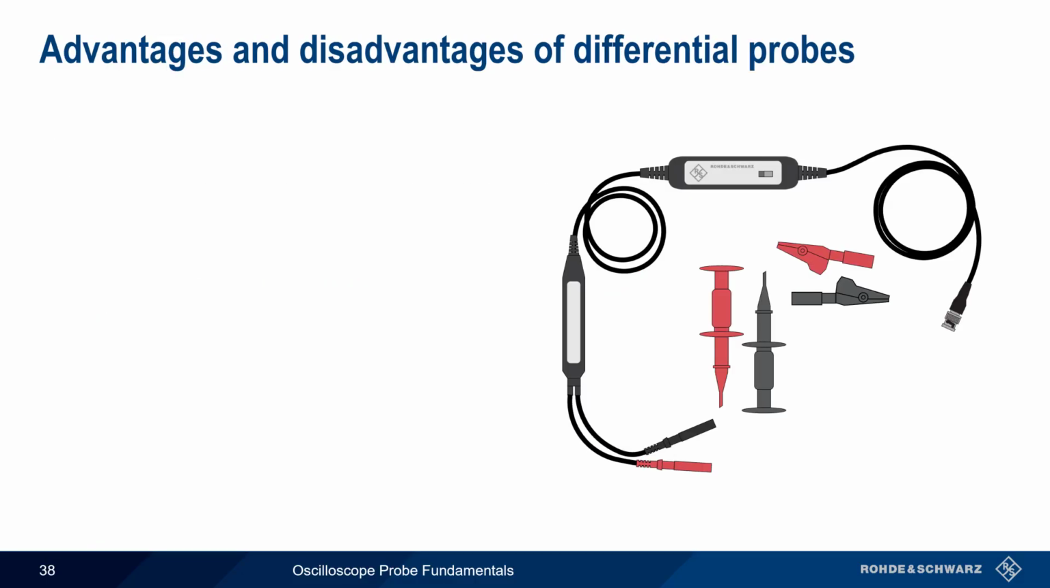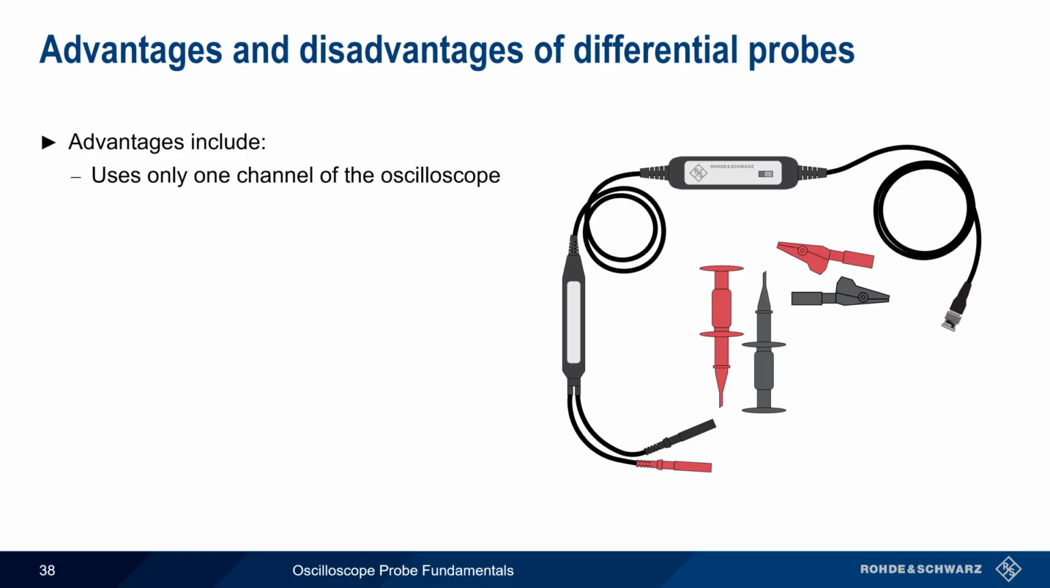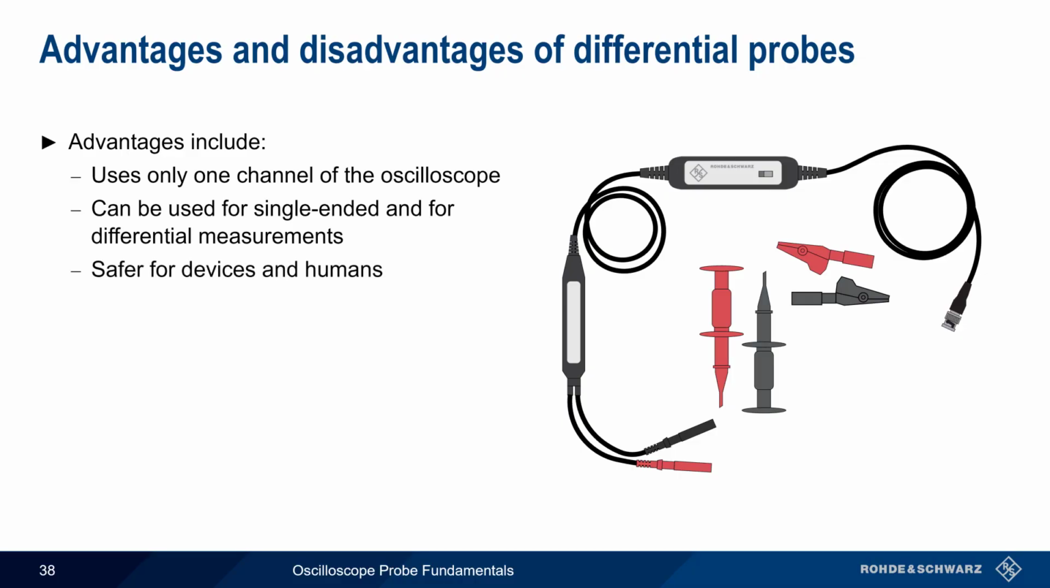There are both advantages and disadvantages to using differential probes. The advantages include that only a single oscilloscope channel is required for the measurement. Recall that the quasi-differential approach required 2 probes, and therefore 2 scope channels. And as mentioned earlier, differential probes can also be used for both differential as well as single-ended measurements. Differential probes are safer for both devices and humans, especially in high-voltage environments. And differential probes also have a higher common mode rejection ratio, something we'll discuss in detail in just a few moments.